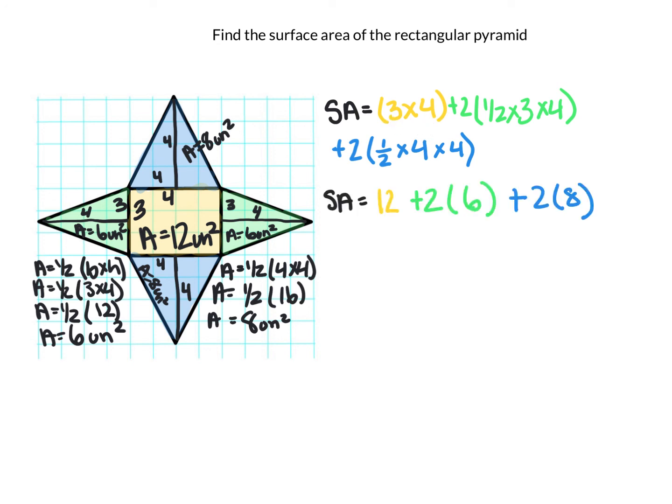Now we can multiply what's inside of our parentheses, and then we can distribute. And lastly, we simplify to get the surface area of 40 square units. And the surface area is the sum of the area of the net of the rectangular pyramid.